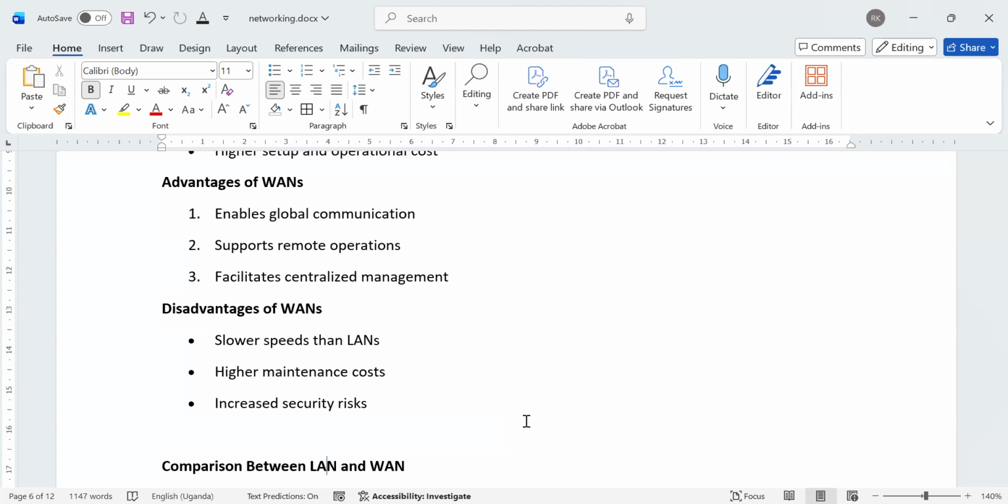Then increased security risks. As I have told you, if someone has known your address publicly, a person is able to easily penetrate into your system. Any hacker from anywhere, even someone in America, can penetrate into your system when you're in Uganda here, as long as he has known your public IP address. So there's a lot of security risk with the hackers and so on.